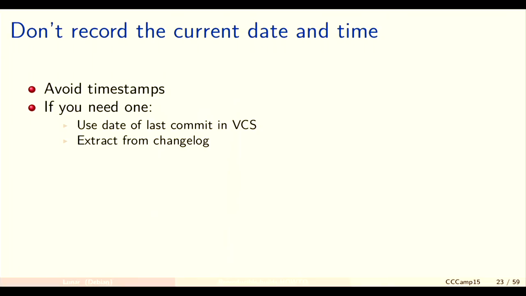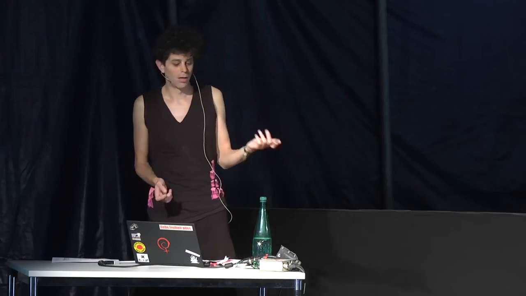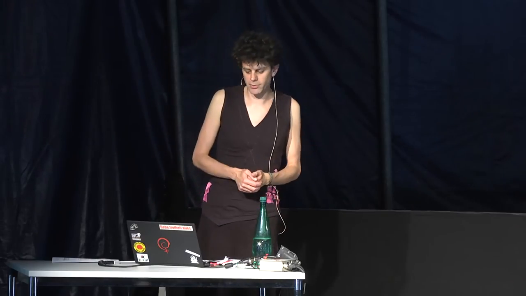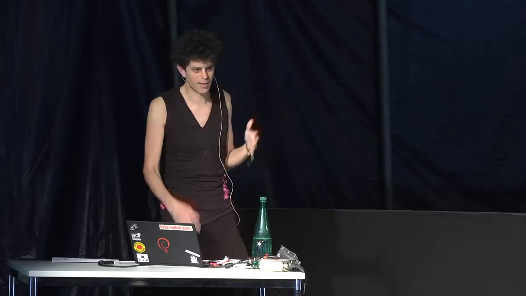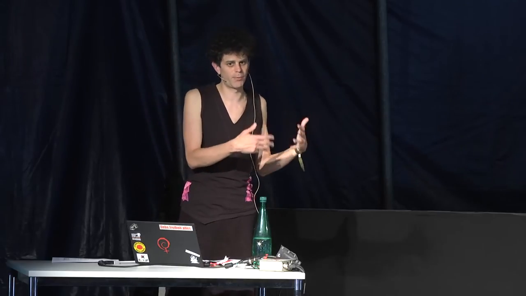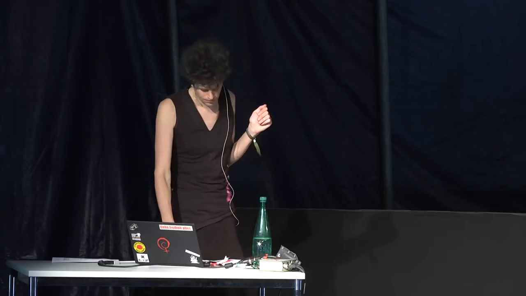So if you need a date, try to avoid it, but if you need a date, well, you can use the date of the latest changelog from your Git commit, from the latest Git commit, or from the VCS, or the latest changelog entry. All that works, you get a date that is accurately representing the state of your source code.